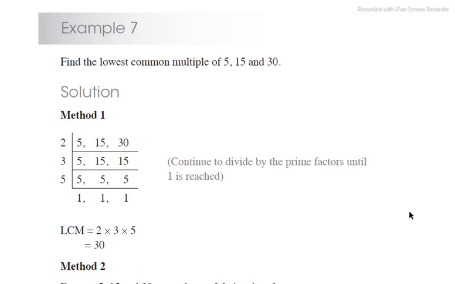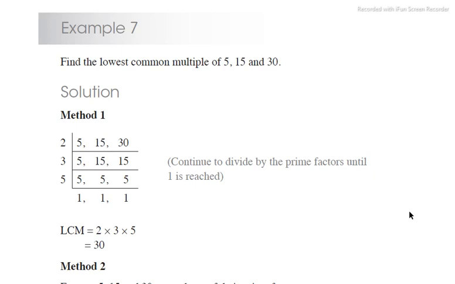Then example 7 gives us the other method, that is the ladder method. In the ladder method, we list these numbers and start dividing them, but it is not the way like we do in the highest common factor. Remember, for the highest common factor, we will say that when dividing, the number dividing should divide all the 3 values. This time round it is not.